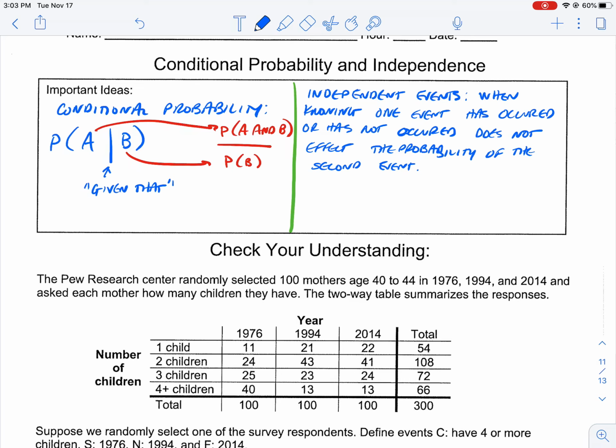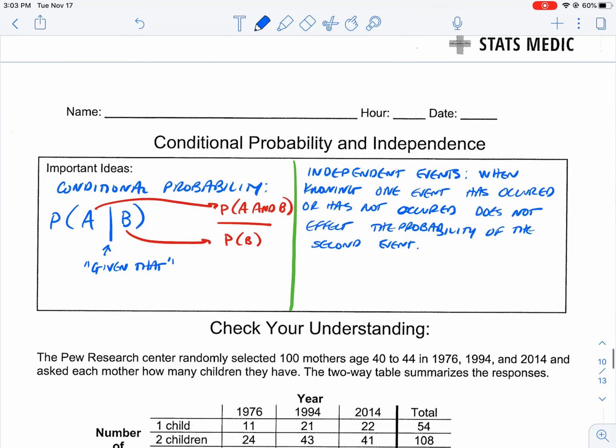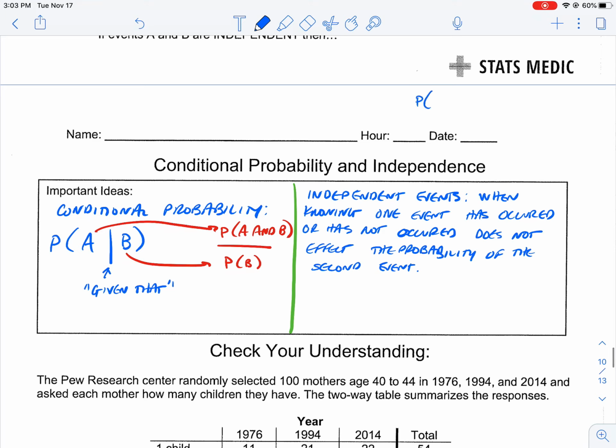I want you to consider two events here: being a junior at a school and owning a cell phone. So here's how this would work. Let's just say you looked at the probability of being a junior, and the probability of owning a cell phone at a given school. So let's say I go to my school and I take a survey of all the students in the school, and I find that 94% of people own a cell phone.